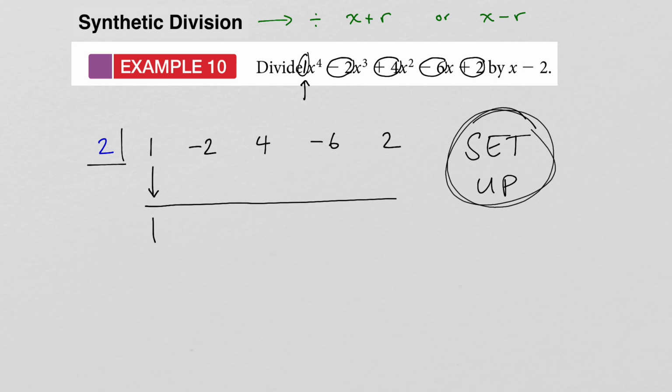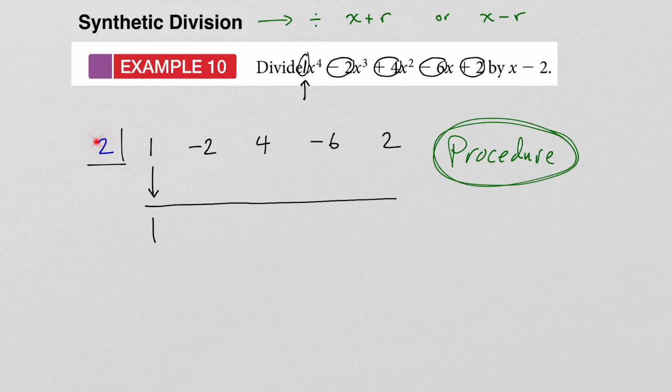Here's the procedure. We are going to multiply the number in the box by the number down here. So 2 multiplied to 1 is equal to 2. And we're going to put the answer right here. So again, 2 times 1 is 2. And then we are going to add these numbers together. Negative 2 plus 2 is 0. And then we repeat that process. Now we take 2 here and multiply it by 0. 2 multiplied by 0 is 0. And then we add these numbers together to get 4.